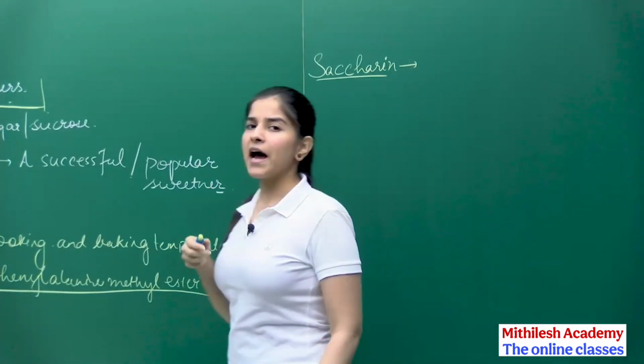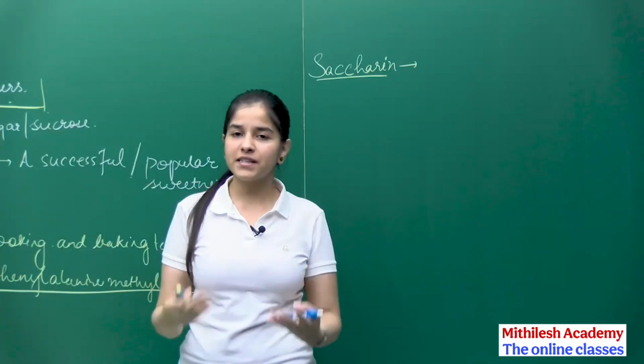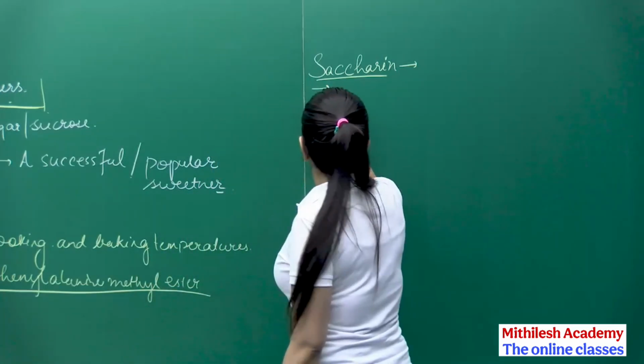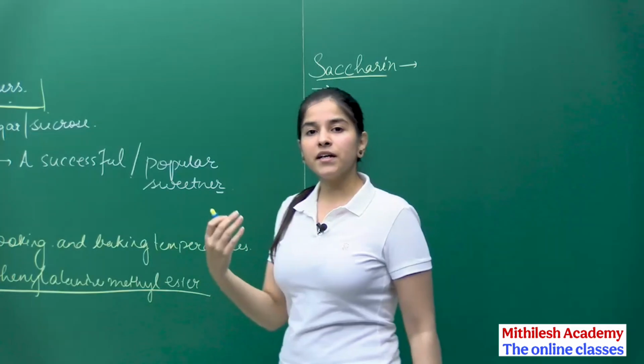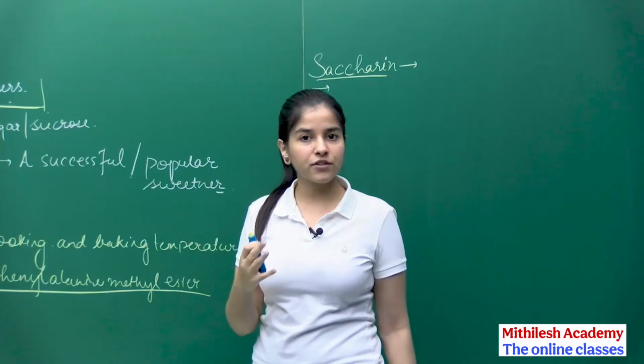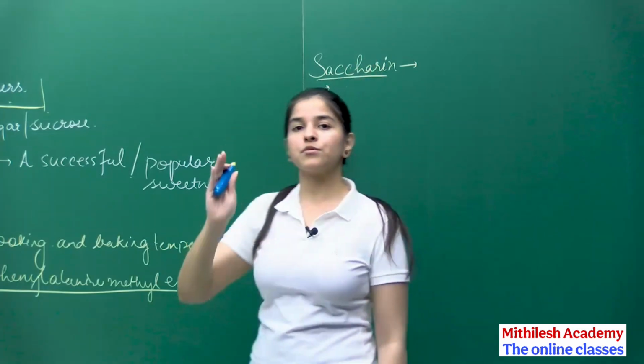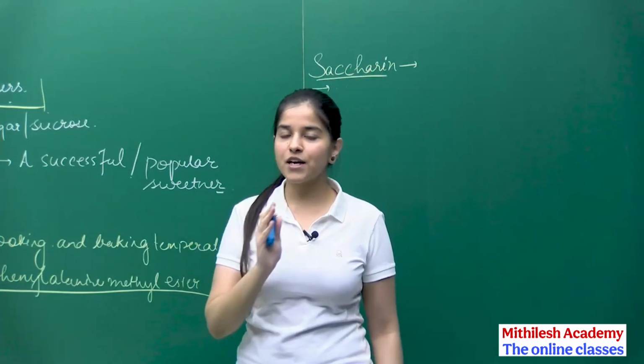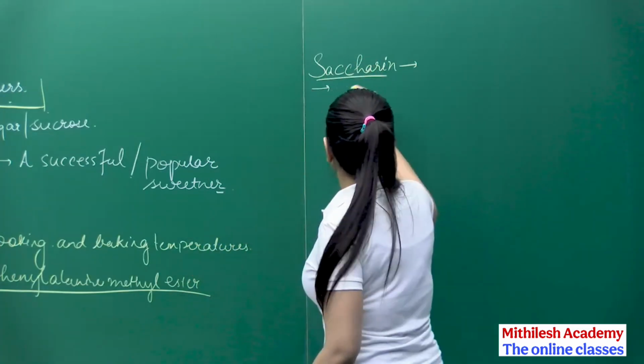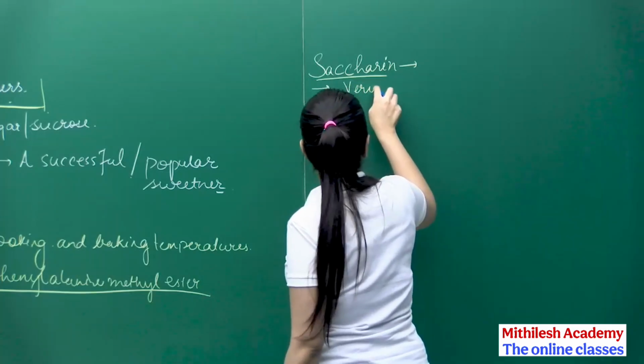Very, very popular, and it has been used since many years. It was used initially when there were no artificial sugars. So basically this was the substance used at that time as an artificial sweetener. So saccharin, very, very popular.